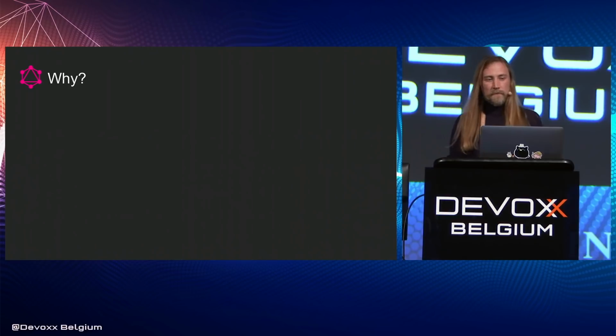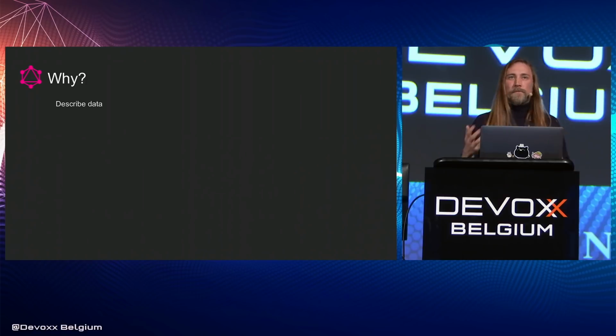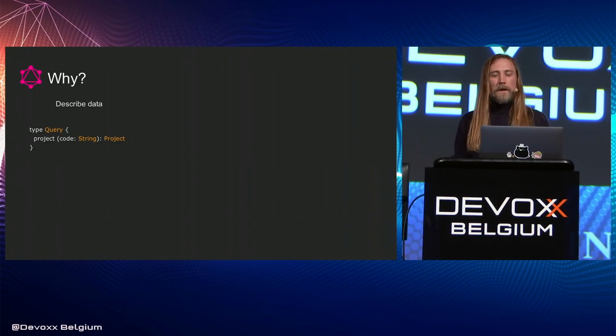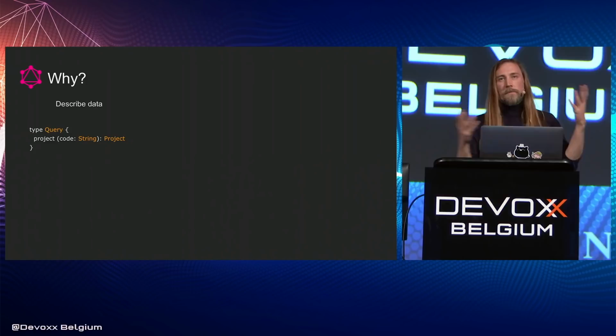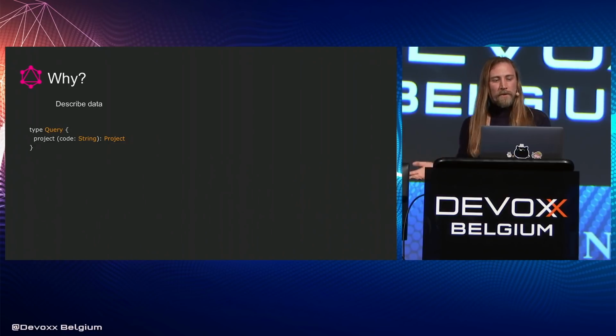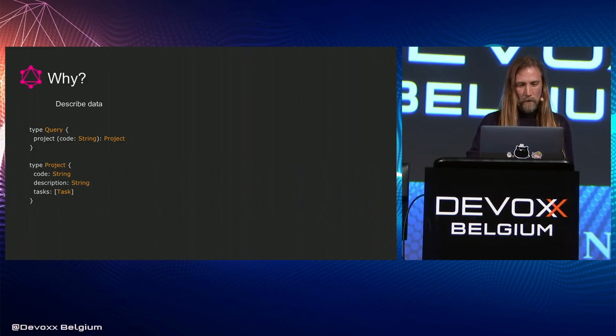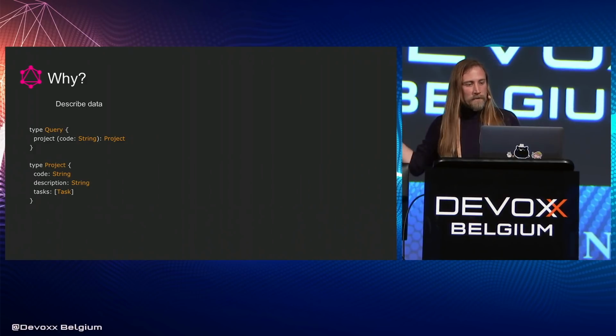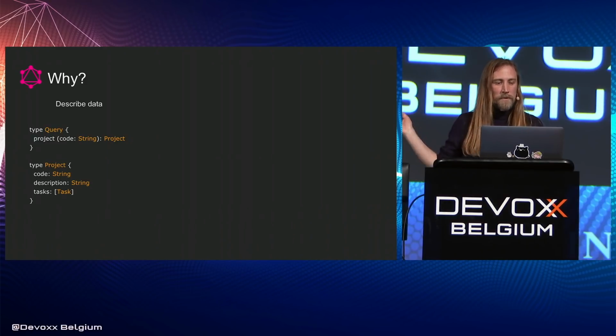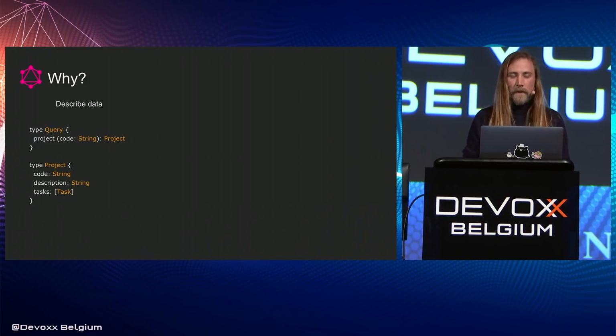But why would you want GraphQL in your application? So it gives you certain promises that you might like. For starters, it gives you a way to formally describe data. So let's say you have a type, query being the root here. Let's say we have a query that gives us a project based on some code. So we give it a code of type string, and it gives us a result of type project. Whereas project is defined as an object type that has certain properties. It has a code and description, which are strings, and it has a list of tasks.